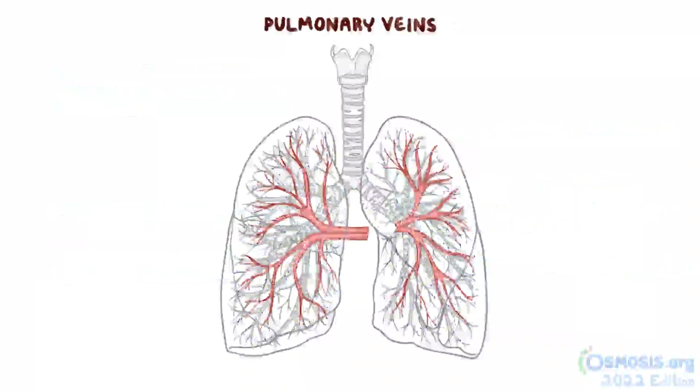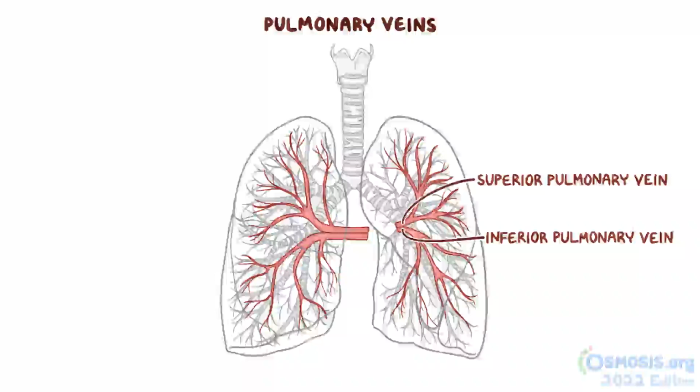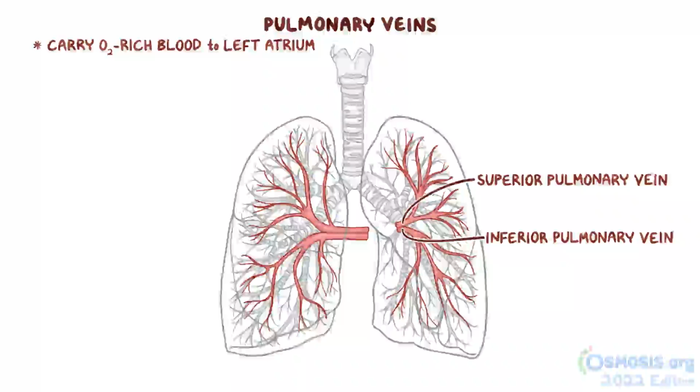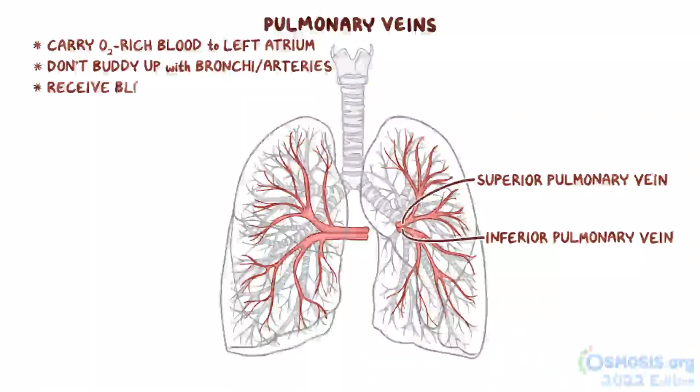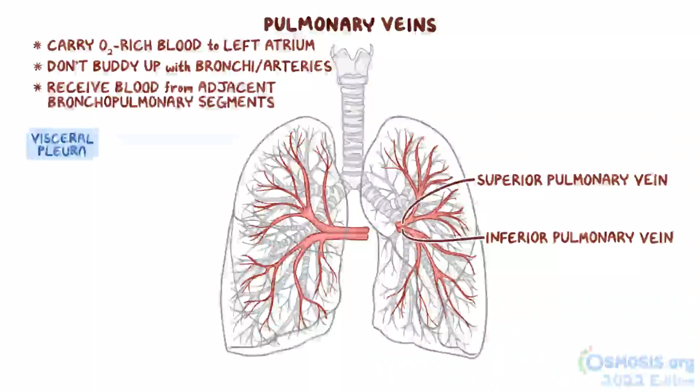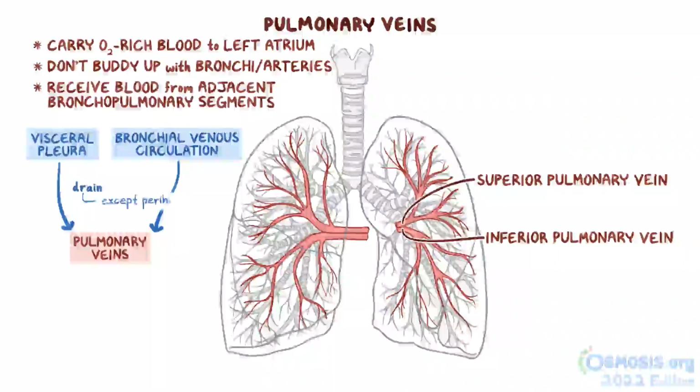Two pulmonary veins, a superior and an inferior pulmonary vein on each side, carry oxygen-rich blood from the lungs to the left atrium of the heart. Because they carry oxygen-rich blood, they're colored red in medical illustrations. Unlike the pulmonary arteries, the pulmonary veins don't buddy up with respective bronchi and arteries. They just course within the lung, receiving oxygenated blood from adjacent bronchopulmonary segments. The veins from the visceral pleura and the bronchial venous circulation drain into the pulmonary veins, with the exception of the central perihilar region of the lung. This means that a small volume of low oxygen blood enters a large volume of oxygenated blood.